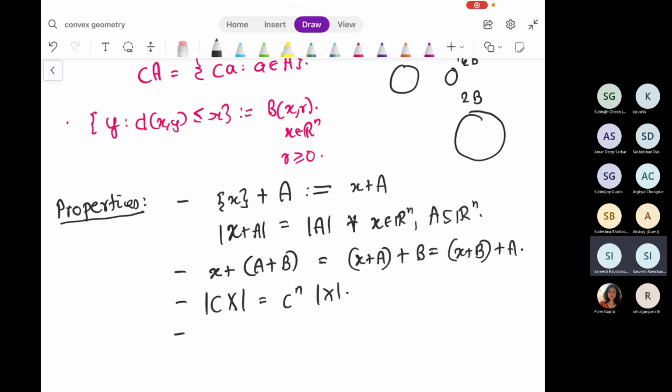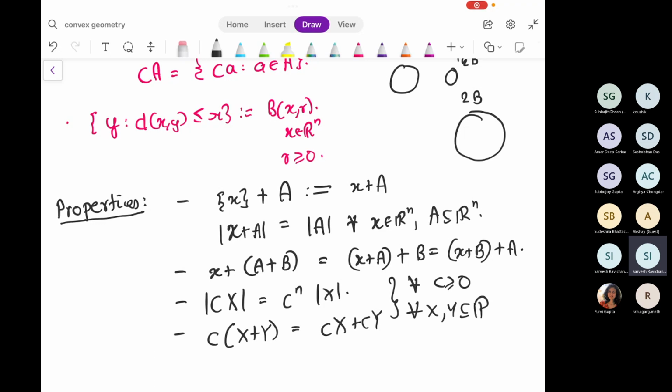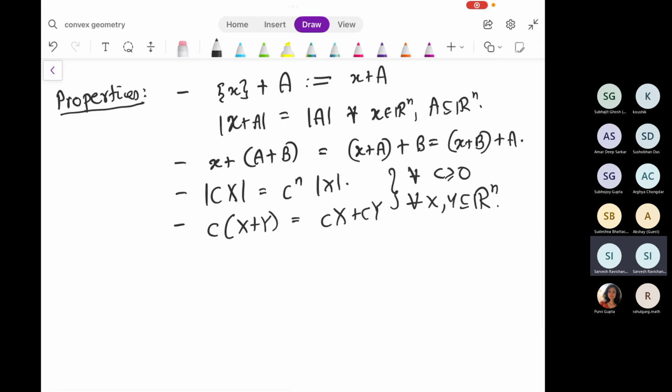Finally, the last property, which is very important, is distributivity. Scalar multiplication distributes over Minkowski addition. c(X plus Y) is cX plus cY, for all c greater than or equal to 0 and X, Y subsets of Rn. Right? These properties are useful because they tell us in some sense that we feel in a sort of familiar Rn type setting itself, although we're dealing with sets and set addition and set scalar multiplication.